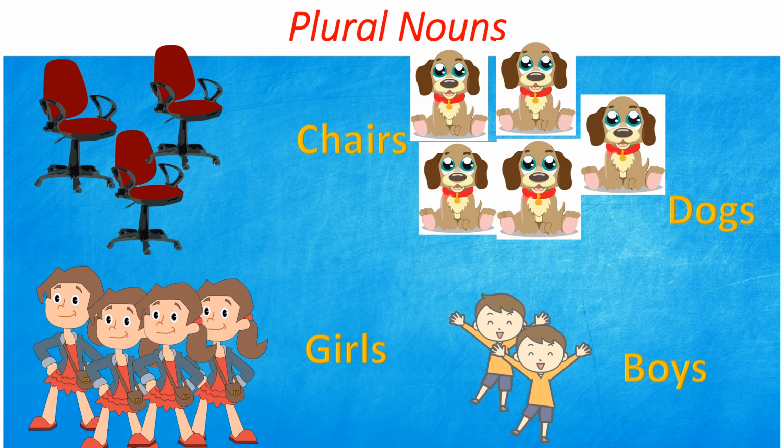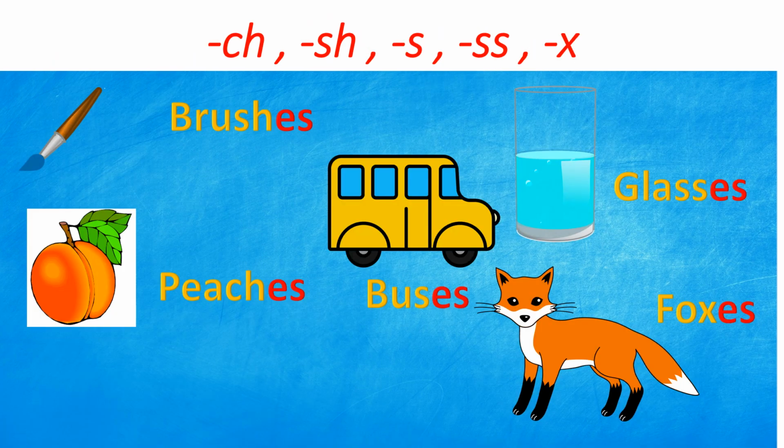Alright children, but there are some words which don't take s to make the plural form. Let us understand those rules. Okay, so children, what happens? You find some of the words that end with ch, sh, s, ss or x.